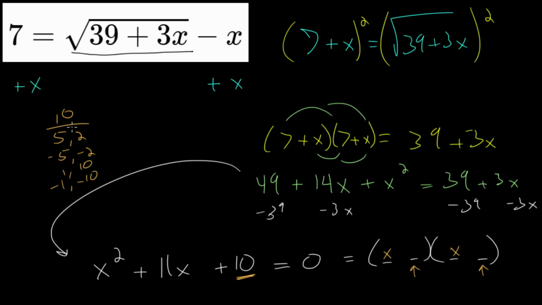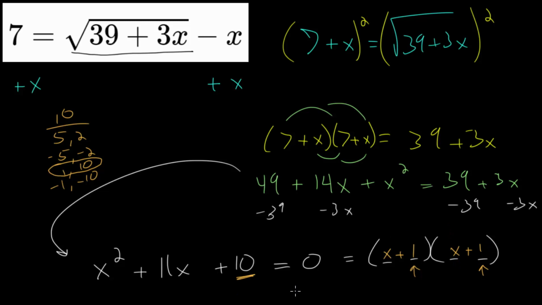Now, to decide which of these pairs it actually is, we consider our last point here, and we just need to think which of these pairs actually add to positive 11. And that looks to be 1 and 10. So we get x plus 1 and x plus 10 here. And you can, of course, check this by just redistributing and seeing that you do get back this quadratic expression.